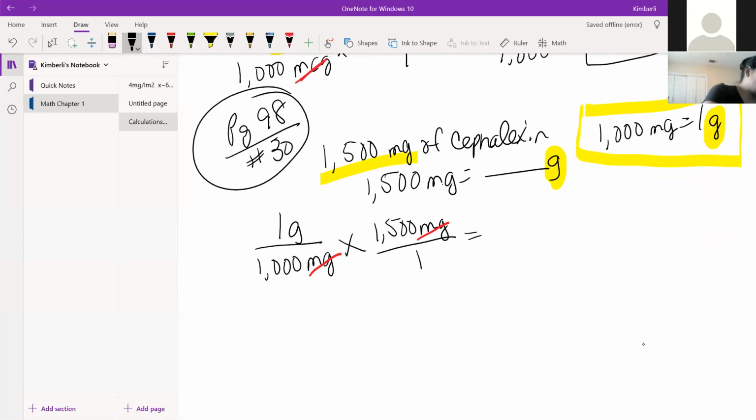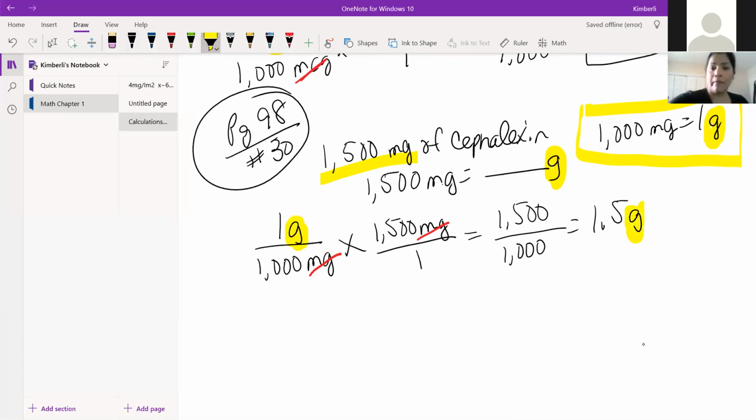1 times 1,500 is 1,500 on top. Multiplying the bottom, 1,000 times 1 is 1,000. 1,500 divided by 1,000 is 1.5. And that has to be my answer because I'm solving for grams. So that equals 1.5 grams. Okay, so this tells you, do I multiply, do I divide? If you're going from milligrams to grams, now we know that you would divide by 1,000.